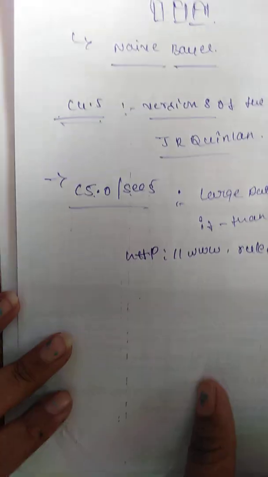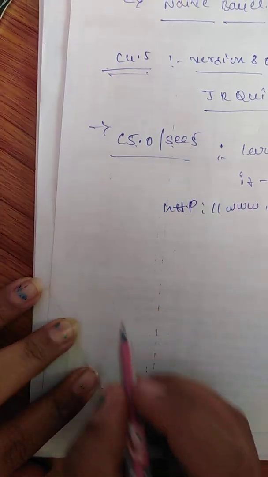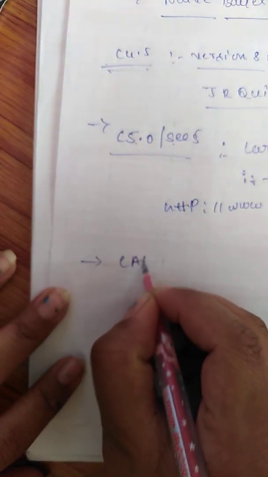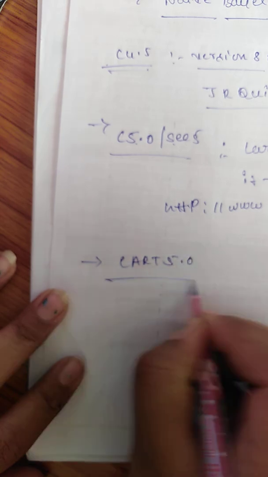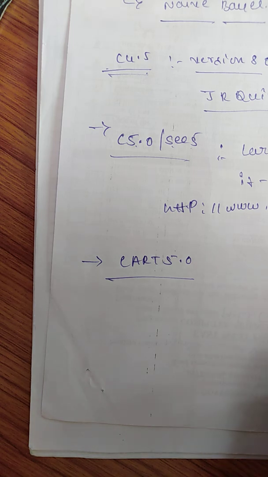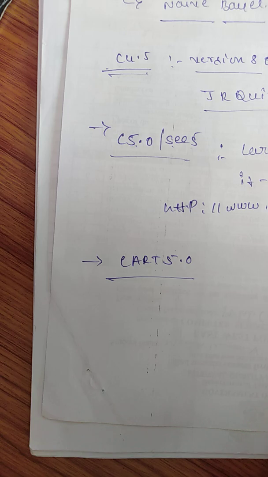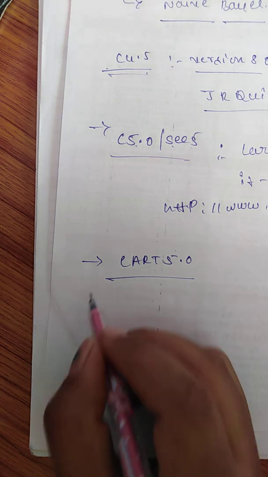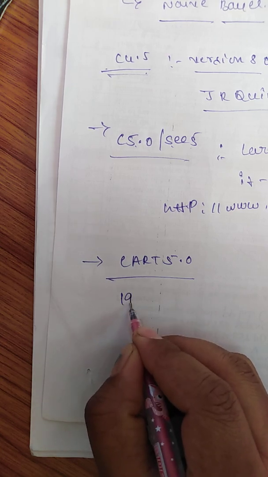The next and last one is CART. What is CART? CART is another well-known classification method. It is used as a regression tree, and it was developed in 1984.